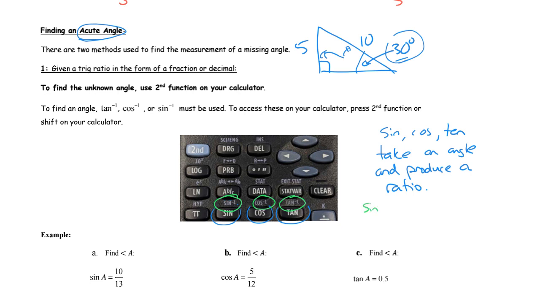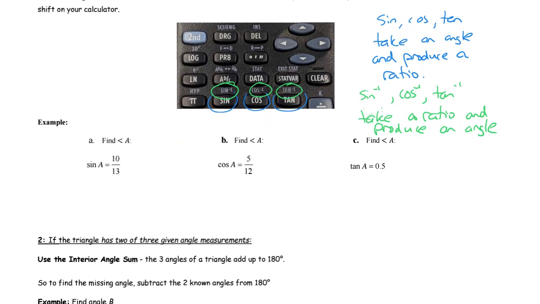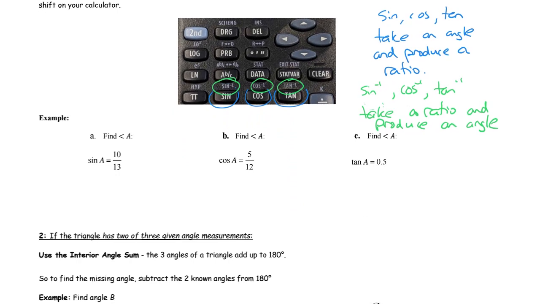And sine to the -1, cosine to the -1, and tangent to the -1 take a ratio. Whoops. They don't take an angle, they take a ratio and produce an angle. And that's what we want to look at right now. Okay, we want to take a ratio and produce an angle.